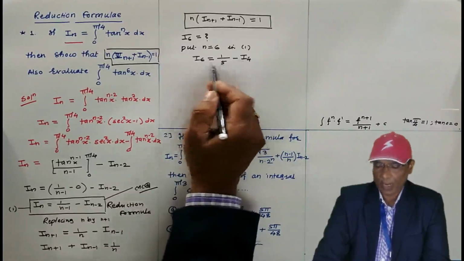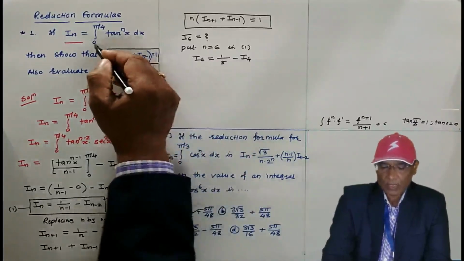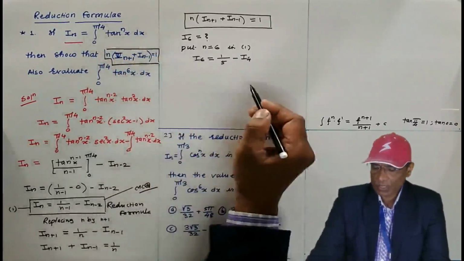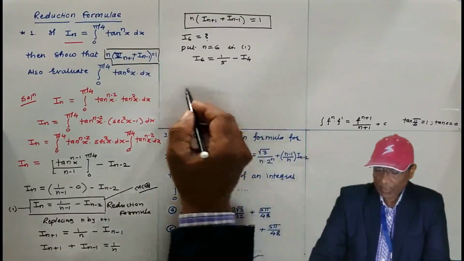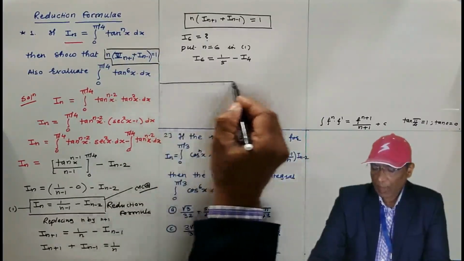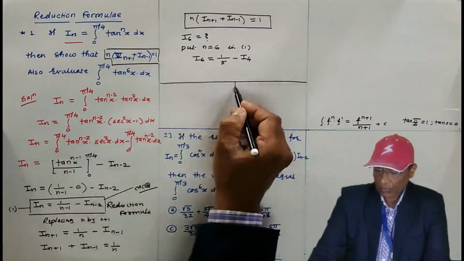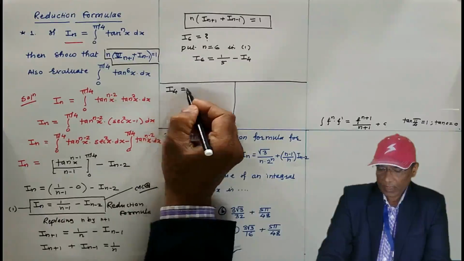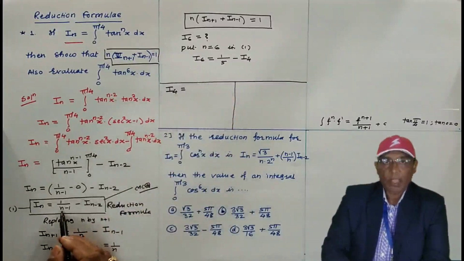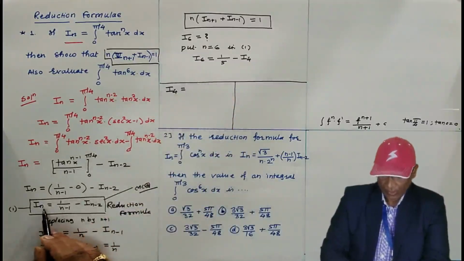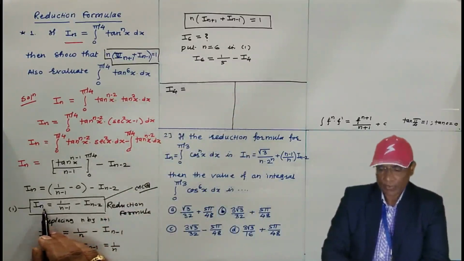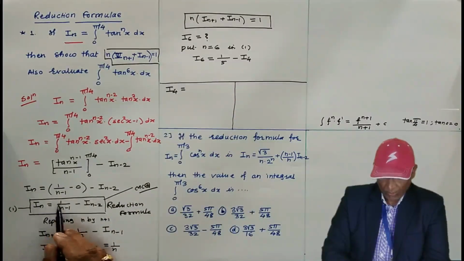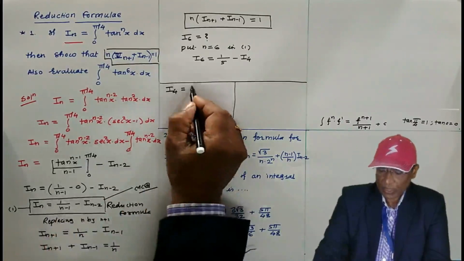This we have obtained, and I6 is integral 0 to pi by 4 tan raised to power 6. Now what is required here? Here I4 is required. I am going to find out the value of I4 separately. How to get I4? Substitute or put n equal to 4 here. If you put n equal to 4 in equation 1, then I4 equals 1 by 4 minus 1, which is 1 by 3.